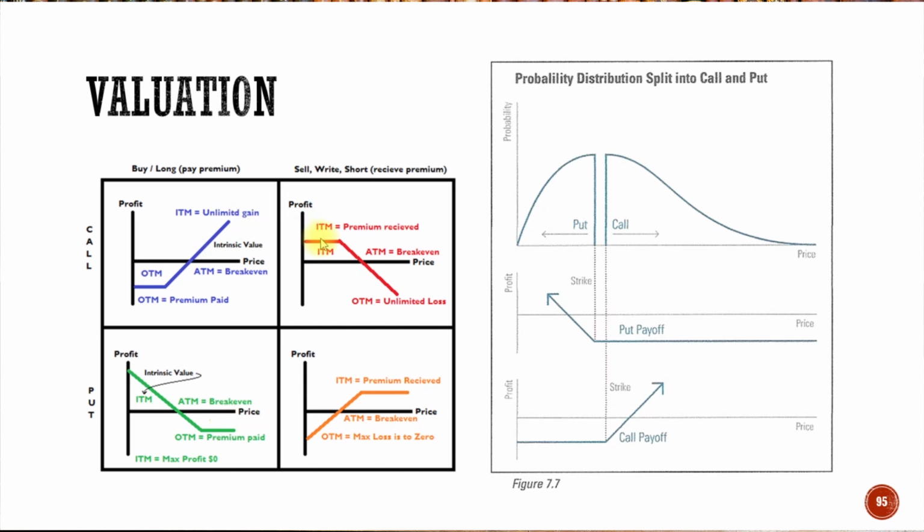Now the inverse of that looks like the same picture but upside down. So whoever is selling it makes money until you hit your strike price and you pass the break-even point, and then they start losing money. And in this case they have an unlimited risk of losing money.